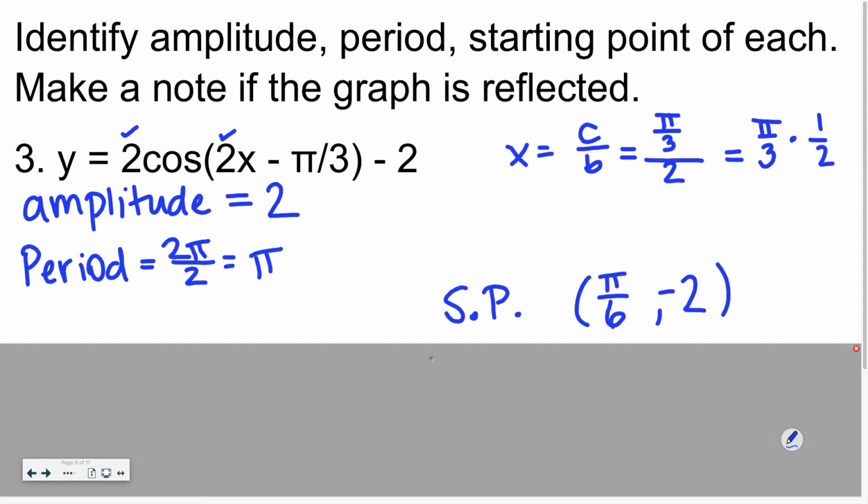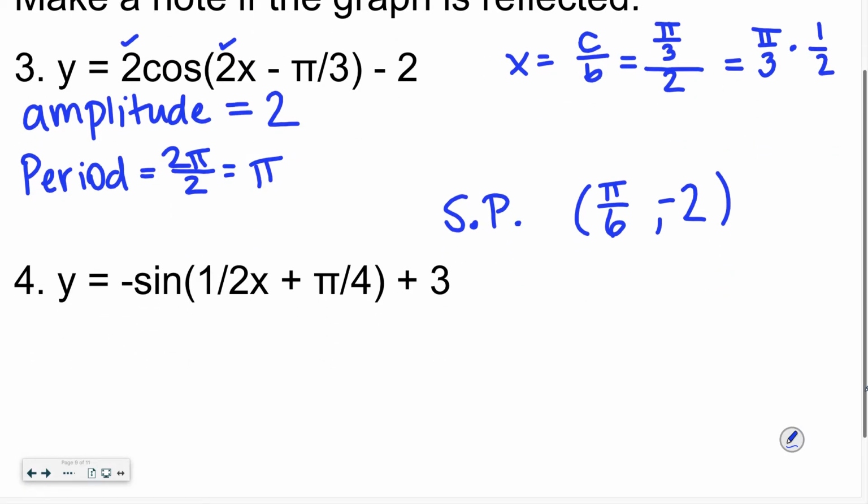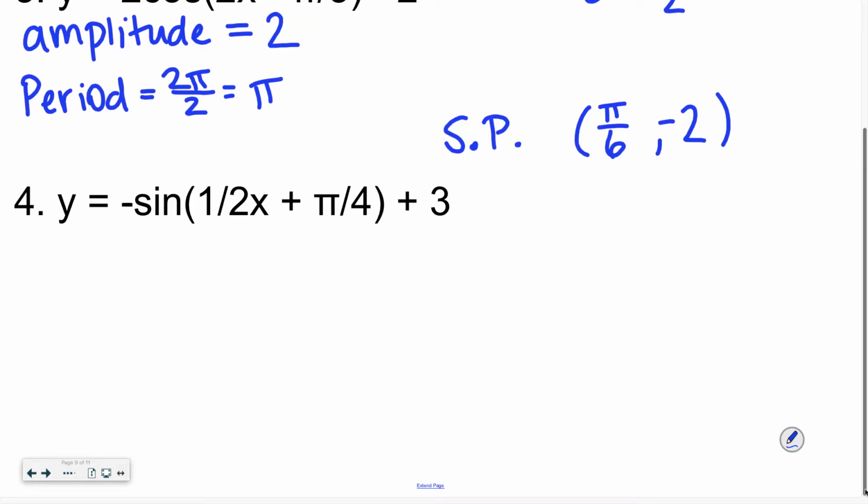At your table, I'm going to give you 2 minutes to work together on this one, and then we'll check our answers. Work together, so I should hear some voices.